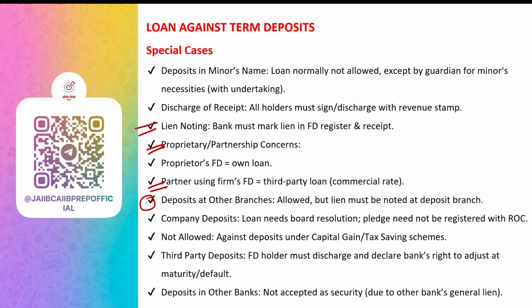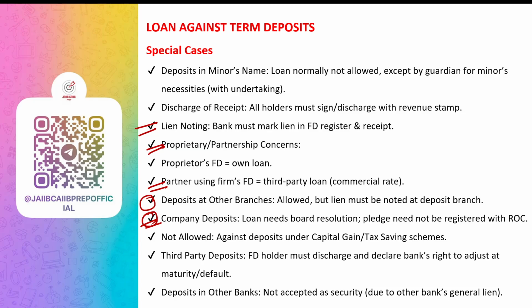Deposit held at other branches. A loan can be granted against deposits in other branches of the same bank, and the bank must mark lien at the deposit branch before sanctioning the loan. Company deposit: the loan requires a board resolution authorizing borrowings against the deposit. There is no need to register the pledge with the registrar of companies, and loans against deposits held under capital gain schemes or tax saving schemes are prohibited.